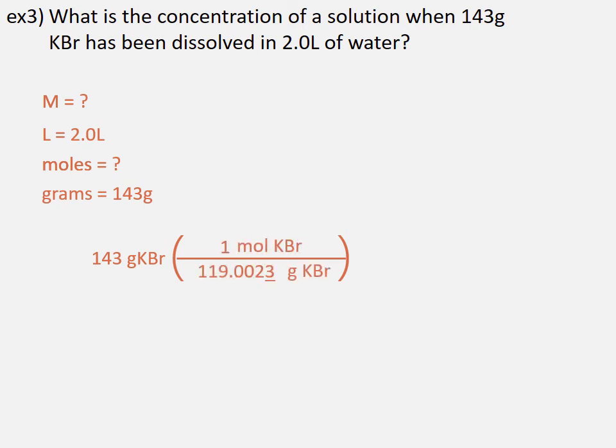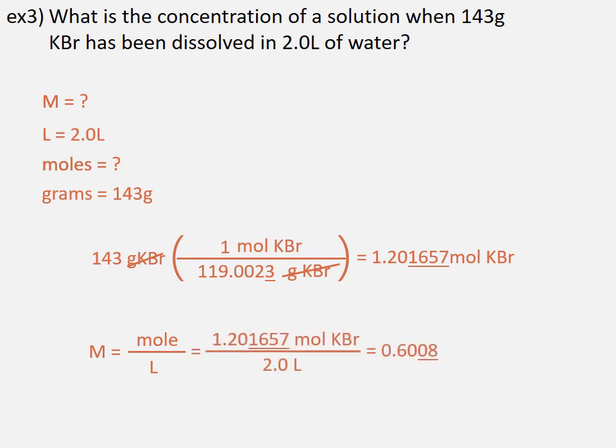1 mole equals the mass off the periodic table. Grams and grams factor out, and that means I'm starting with 1.201657 moles of KBr. Now, molarity equals moles over liters. I'm looking for big M, so that means it's already been isolated. I can sub my numbers in because I just found moles, I was given liters. I run that through my calculator, it gives me 0.6008. I've got 2 significant figures because of the 2 significant figures in 2.0 liters, so my final answer is 0.60 molar KBr.